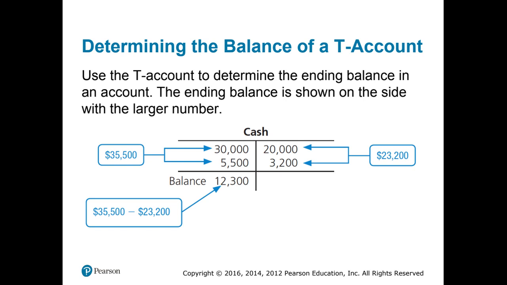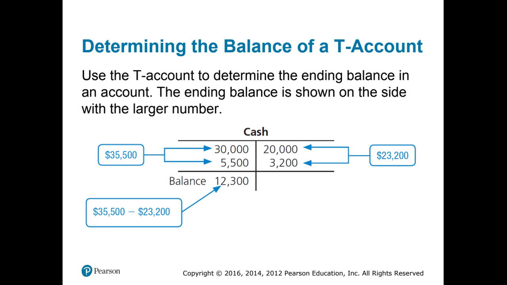So we're going to determine the balance of a T account. We're going to use the T account to determine the ending balance in this account. The ending balance is shown on the side with the larger number. So whatever side of the T account has a larger number, that's where your balance is going to go. So we see here we're looking at the cash account. The balance of this cash account is $12,300.